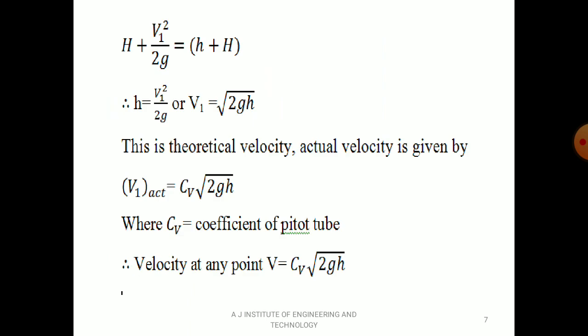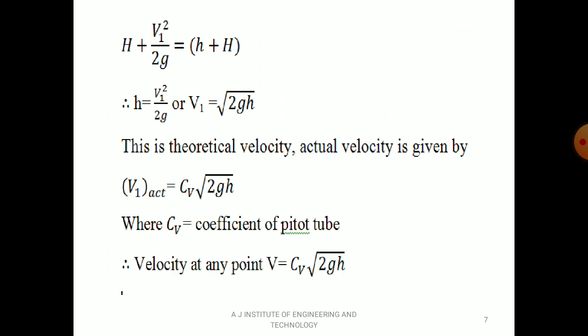Now we can cancel capital letter H. This is common on both sides, right hand side and left hand side. So the remaining term is V1 square divided by 2G equal to small letter h. So small letter h equal to V1 square divided by 2G, or V1 square equal to 2Gh. Taking the square root, V1 equal to square root of 2Gh. This is the theoretical velocity, but the actual velocity is given by V1 actual equal to CV into square root of 2Gh.